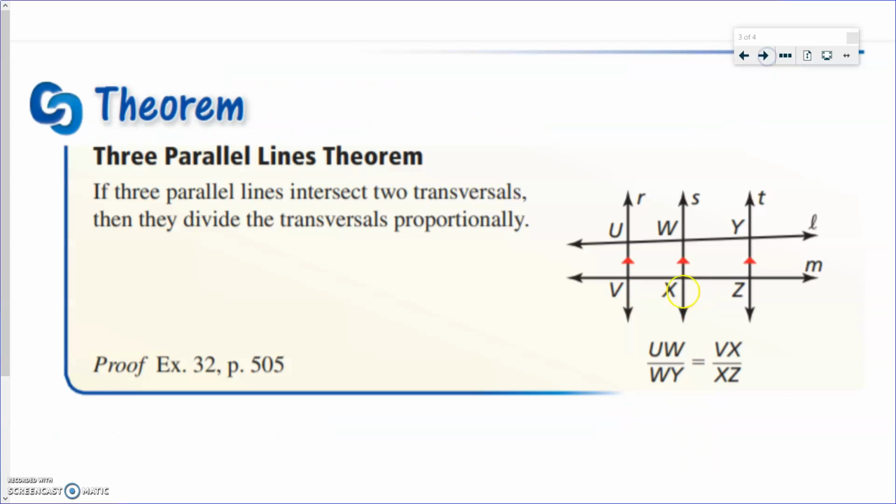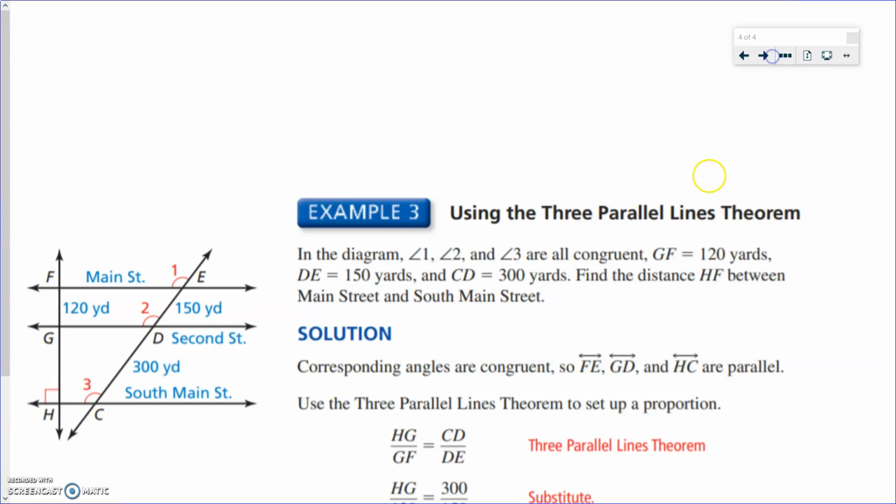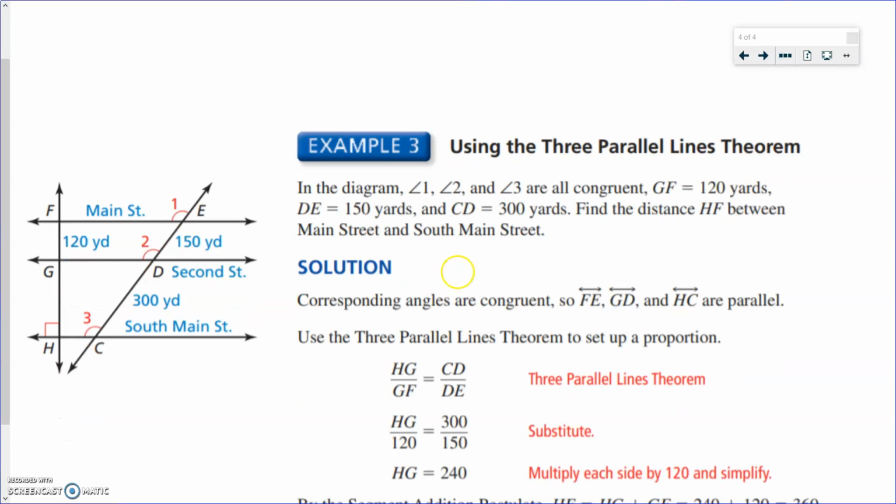We have another theorem that says if three parallel lines intersect two transversals, then they divide the transversals proportionally. So what this is saying is if we have 1, 2, 3 parallel lines, and that's indicated by the triangles, then UW written over WY is equal to VX written over XZ. And we can see this through an example.